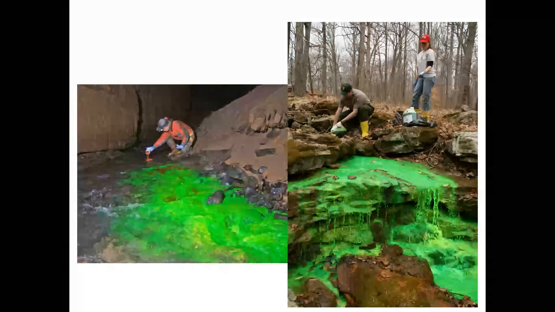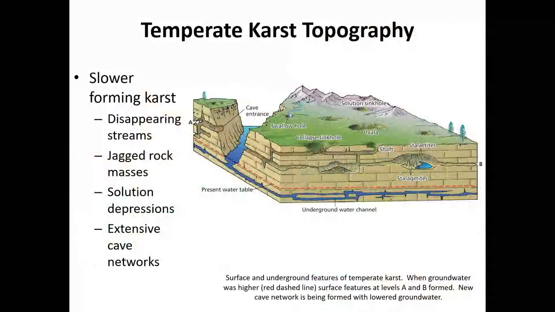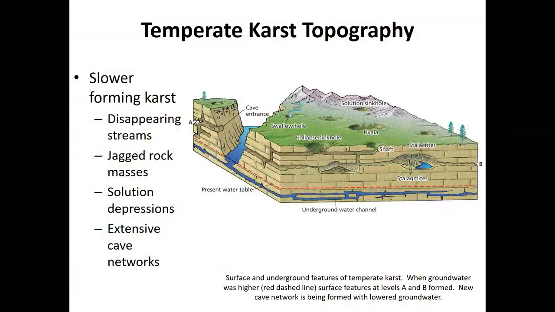So this is another cutaway of typical karst topography. This is an underground karst environment in a temperate environment, meaning something like Kentucky or Missouri, where you have a body of water that kind of disappears underground. That's called a disappearing stream. You'll often have lots of jagged rocks and lots of depressions caused by solution depressions. Those are depressions where the rock kind of dissolves from interactions with water. And you will often have very extensive cave networks here.